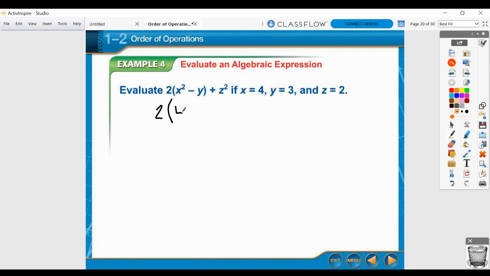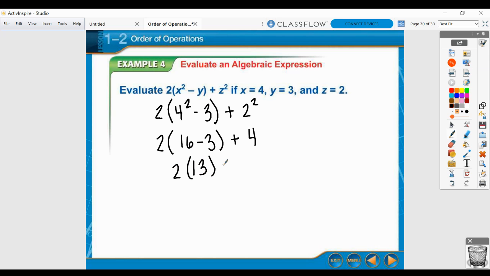So x is 4, y is 3, and then z is 2. Okay, so we want to do what's inside of the parentheses first, and we have exponents, so we want to do those first. So 4 squared would be 16, and then 2 squared out here is 4. So 16 minus 3 is 13. 2 times 13 is 26, plus 4 is 30.